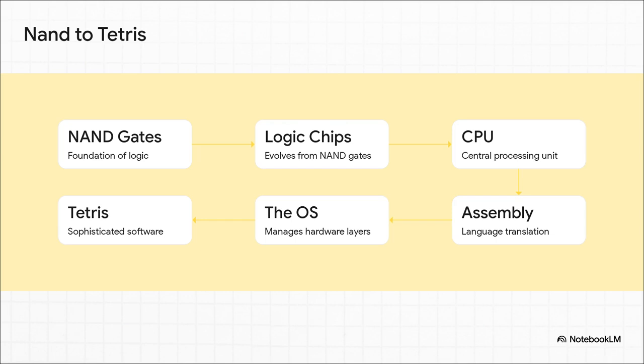This brings us to the brilliantly named NAND to Tetris philosophy. It visually maps out a clear 6-step climb. We literally start at the absolute bottom with raw NAND gates, evolve those little guys into logic chips, and combine them into a CPU. From there, we step up into assembly language, slap on an operating system, and finally arrive at a fully functioning software application like Tetris. Step by step, we are building a computer completely from scratch.